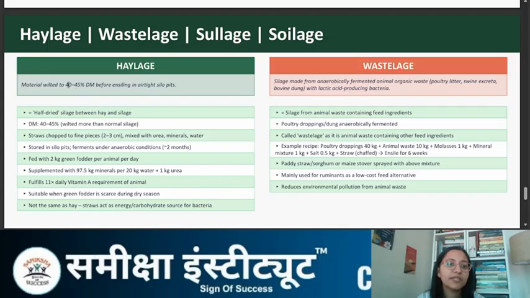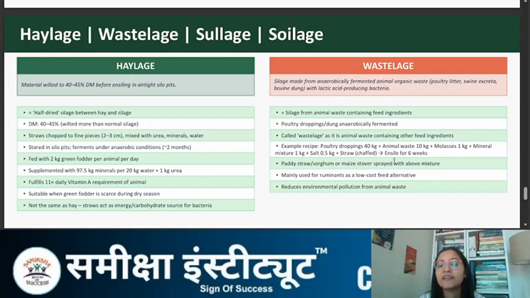If the material has 40 to 45% dry matter before ensiling in airtight silo pits, it is basically a high dry matter silage, 40 to 45% dry matter silage. So it is half dried silage between hay and silage, wilted more than normal silage. The straws are chopped into fine pieces of 2 to 3 cm, mixed with urea, minerals and water to enhance the nutrient quality, stored in silo pits, fermented under anaerobic conditions for 2 months, then fed with 2 kg green fodder per animal per day. So these basically lie in between hay and silage.